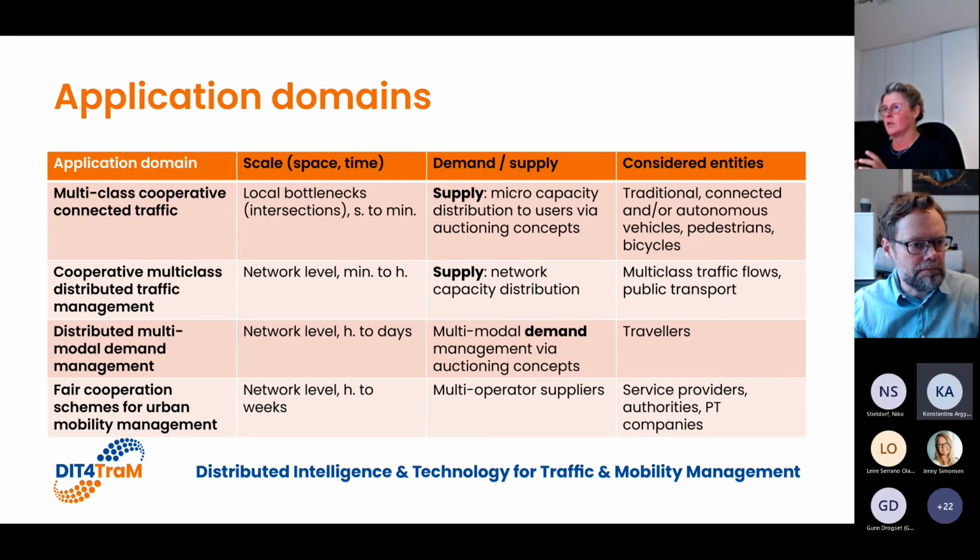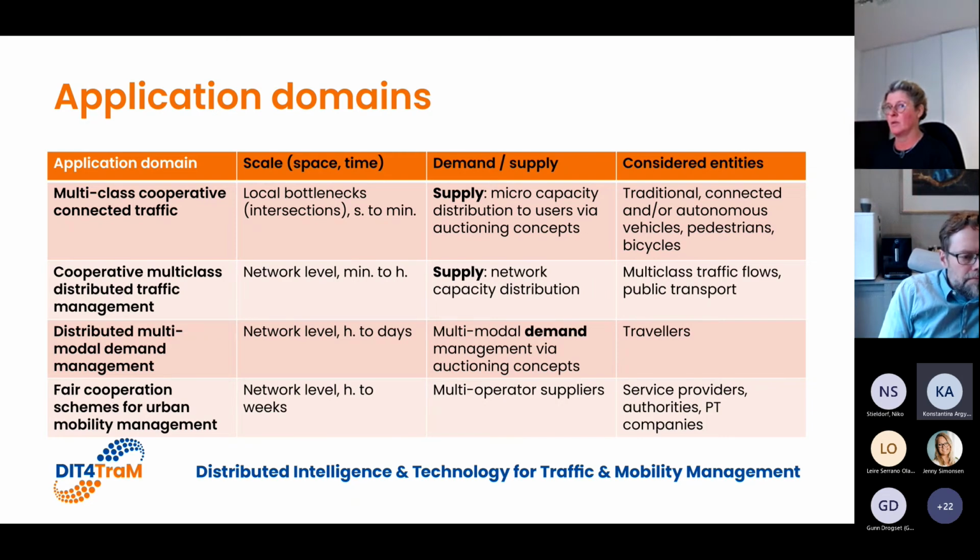intersection. And I will show later, we're looking in Bordeaux at a specific intersection where you have on the one hand cars, cyclists, pedestrians, and a tram line. Also, we're looking at cooperative multi-class distributed traffic management. Better said, we're looking at a network level, and with respect to time, we're looking at minutes to hours. In this case, again, we're looking at the supply side, but in this case, not on the level of an intersection, but to see how network capacity can be distributed between the different users.